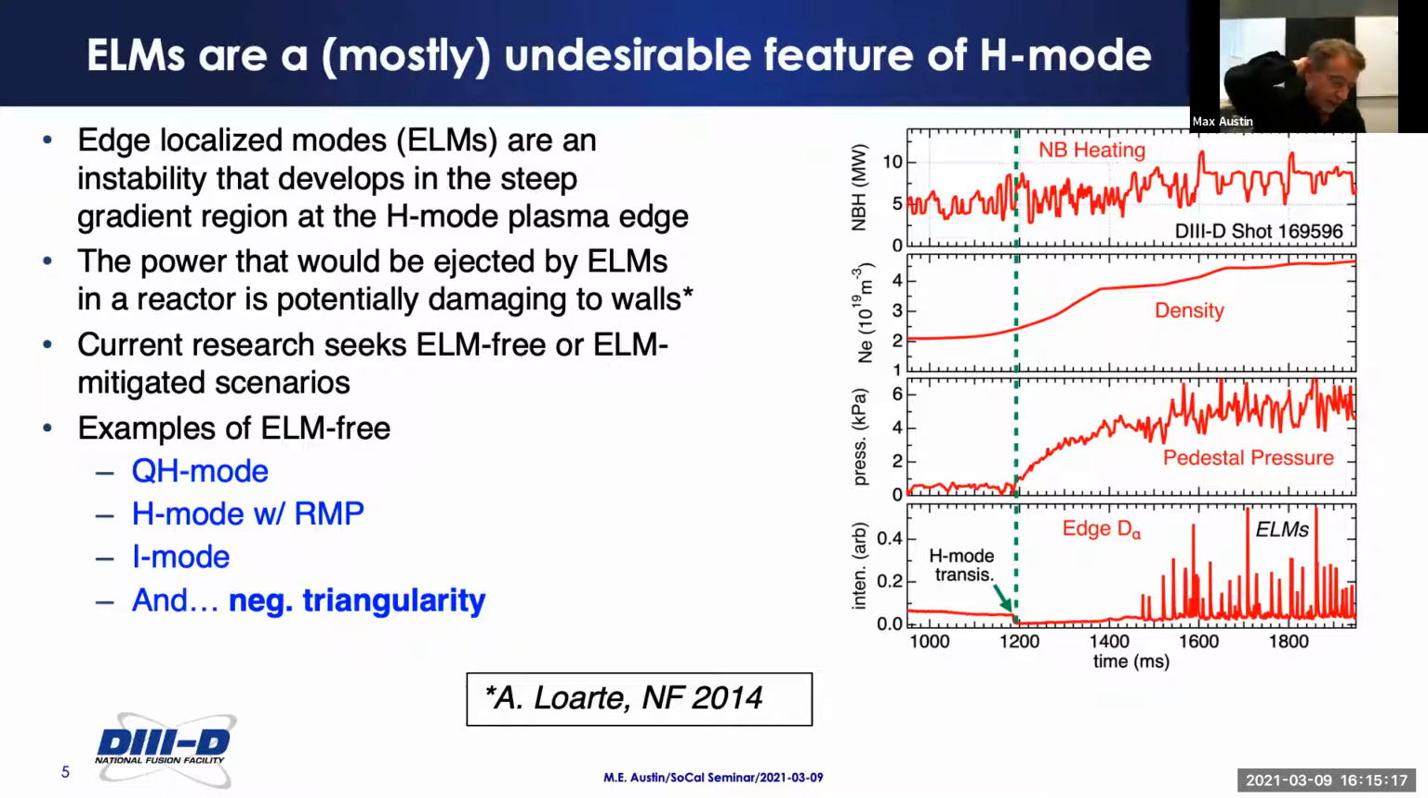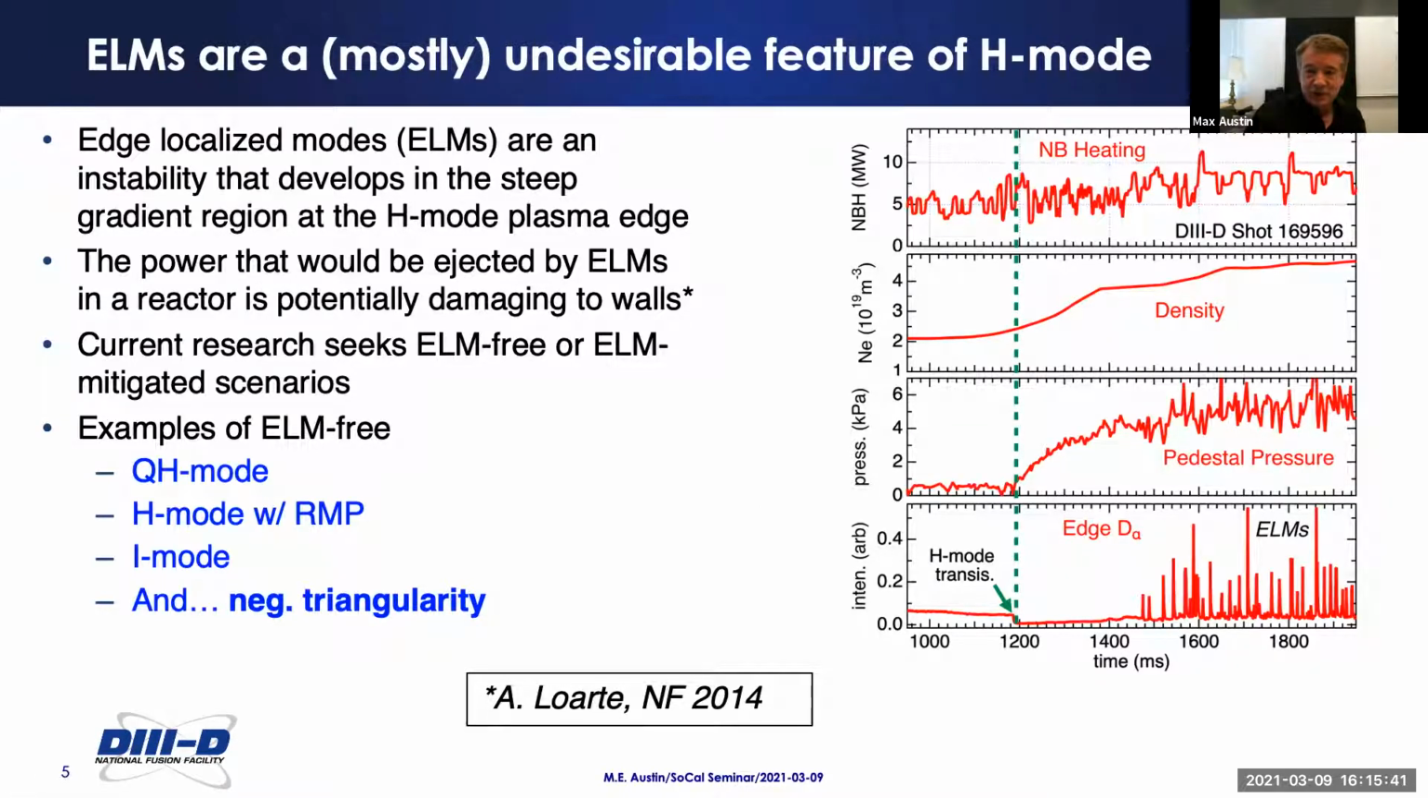These are edge 3D fields applied that affect the edge and prevent ELMs, or at least mitigate them. And then there's the intermediate mode, or I mode, which has edge pressures that don't quite reach the H mode ELMing threshold. And what I'm going to talk about today is negative triangularity.